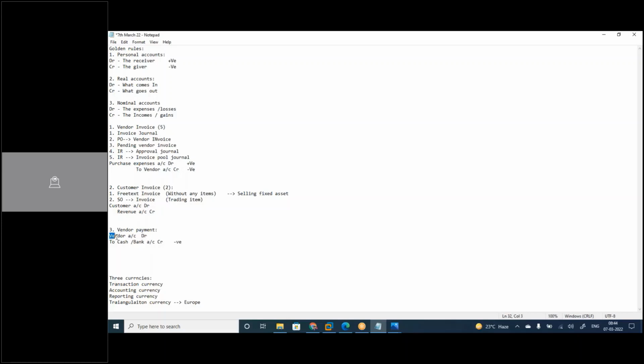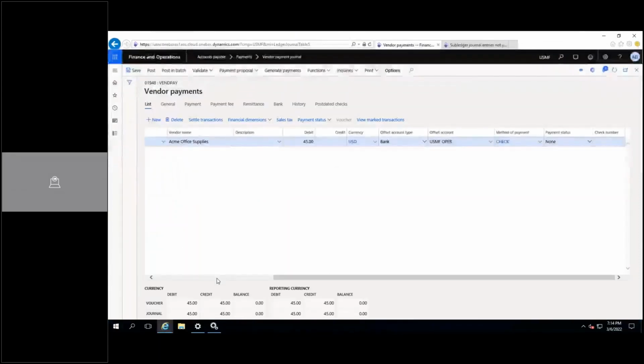So at the time of vendor payment, our cash balance or bank balance is decreasing, and the opposite entry is debit. Vendor account debit to cash or bank credit. So whenever you are doing vendor payment, you need to enter debit vendor and credit the bank. Credit the bank means it automatically selects the bank.